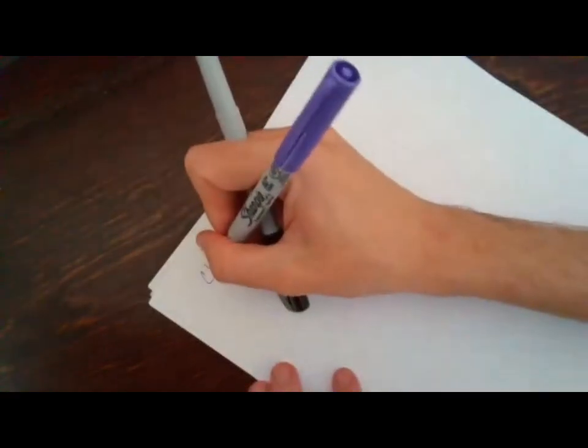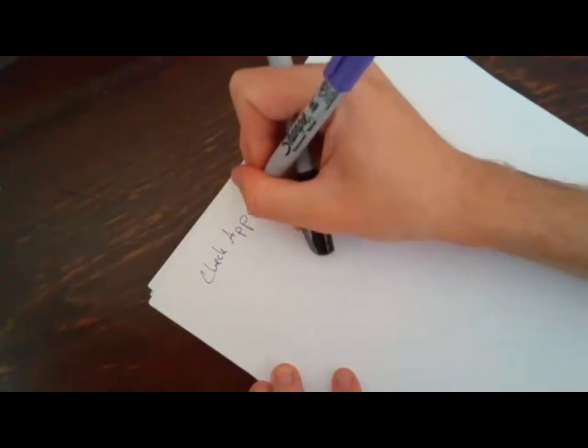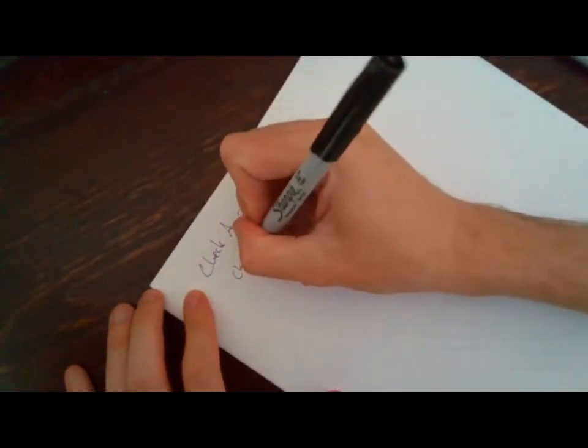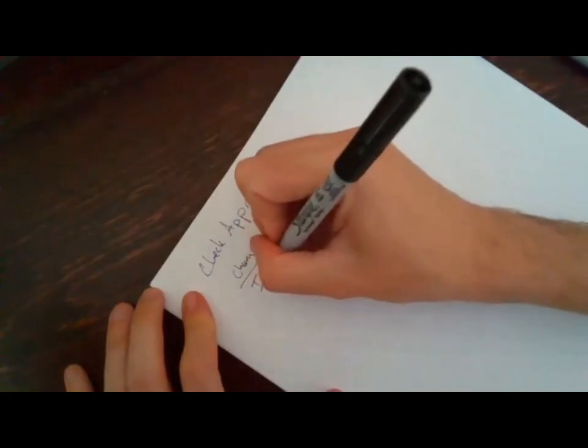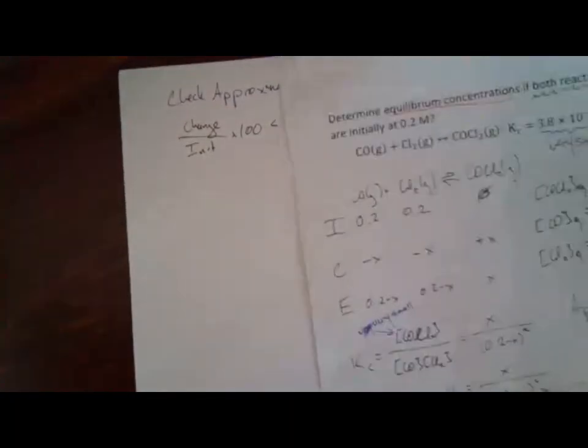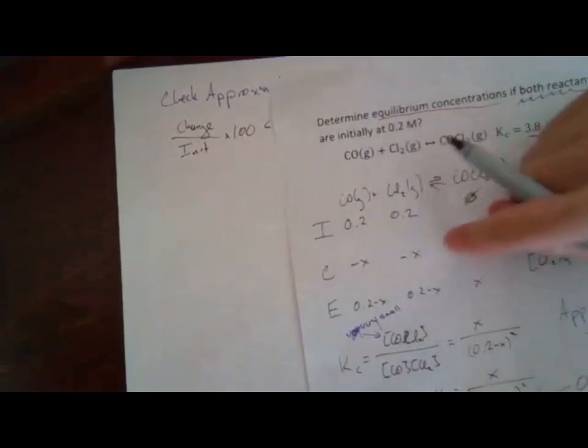The thing is, we do have to check our work. We can't just willy-nilly be making approximations. We approximated that 0.2 minus x is 0.2, and we want to check to see if that is valid. Whenever you make an approximation, which you should do whenever you can, you've got to check it. What we want to look for is change divided by initial times 100. I'm going to get a percent, and I want to make sure that's less than 5%. When I say change and initial, I'm talking about the ICE table.